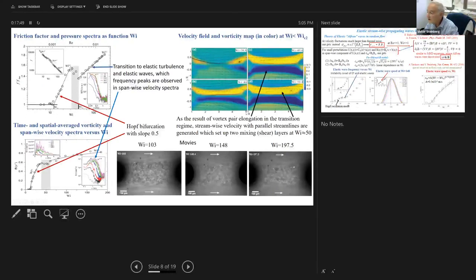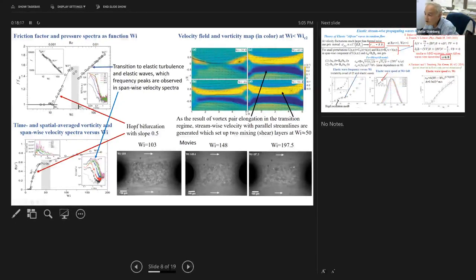And that's reported here. You can see this velocity and vorticity field for different Weissenberg, and that's close to the maximum. You can see two counter-propagating vortices with parallel shear, with parallel streamlines. Therefore, in this case already, the mechanism of instability based on Hopf stresses doesn't work.